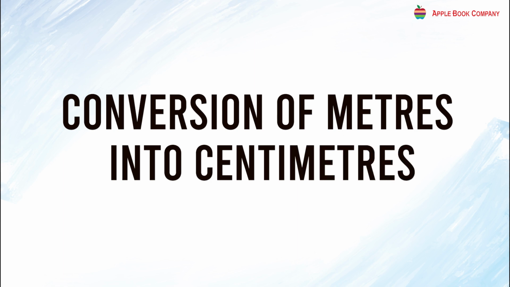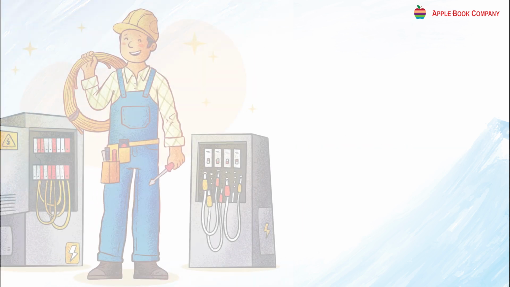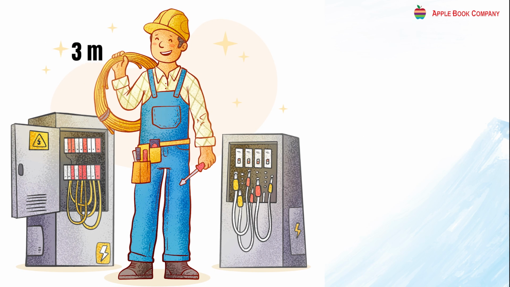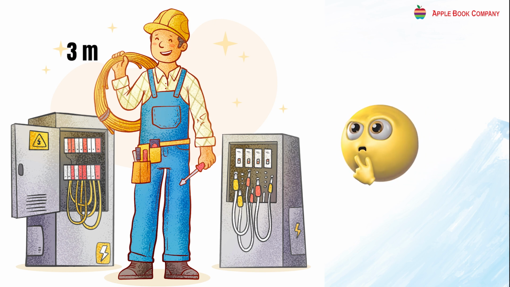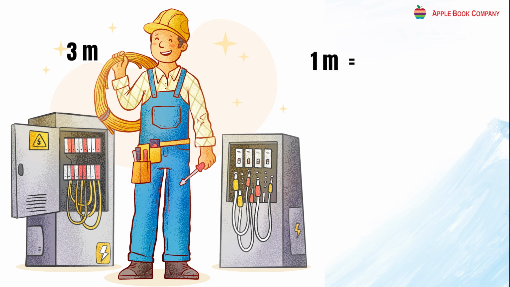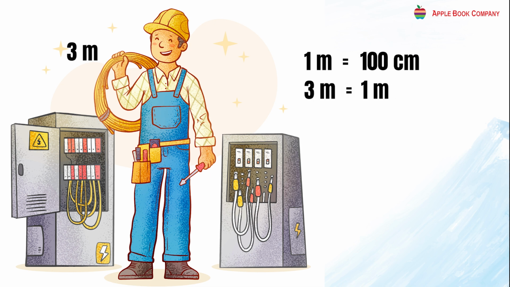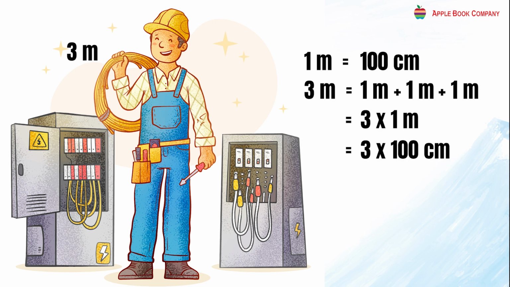Conversion of meters into centimeters. The electrician bought 3 meters of wire for his job today. How many centimeters is that? 1 meter is equal to 100 centimeters. We have 3 meters is equal to 1 meter plus 1 meter plus 1 meter, which is equal to 3 into 1 meter, which is equal to 3 into 100 centimeters, which is equal to 300 centimeters.